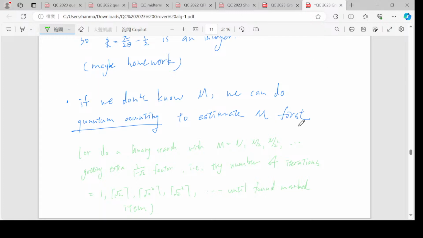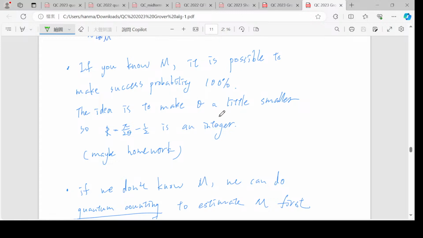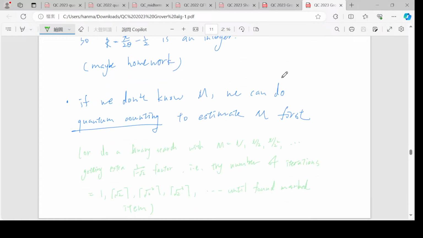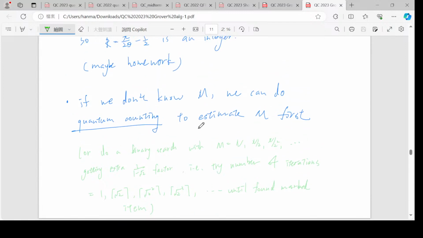If you don't know m, then there are multiple ways you can do it. That's actually not too big a problem. It will depend on what you want to do. If you only want constant success probability, then it's okay. We'll see later in the graph that if you don't know m, then you cannot get 100% success probability. But if you only want constant success probability, you can get pretty good, and there are many ways. The textbook way is that you do quantum counting to estimate m first, which we'll see. But it's kind of expensive to do, as we'll see.